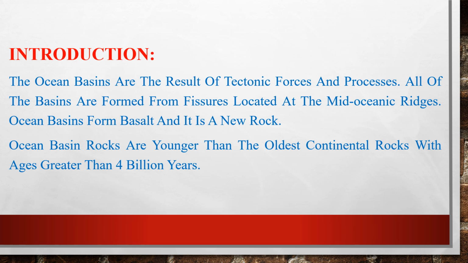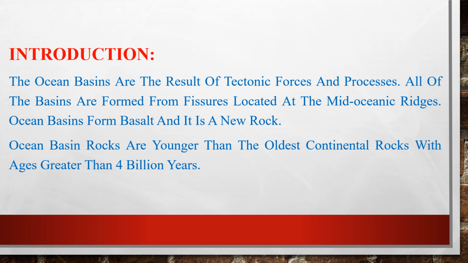Introduction. The ocean basins are the result of tectonic forces and processes. All of the basins are formed from fissures located at the mid-oceanic reaches. Fissures mean a crack in the earth's crust, ice sheet, glaciers and volcanoes. It may be a long, narrow crack opening along the surface of the earth. Fissure is a Latin word. It means crack.